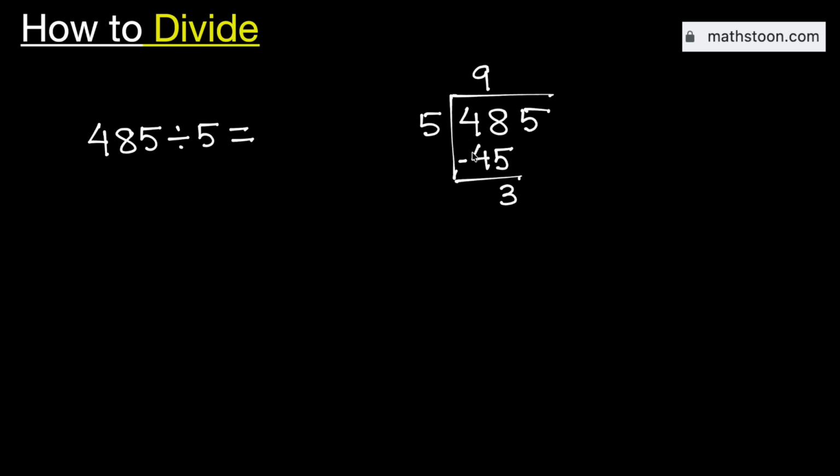Now 3 is less than 5. That is why we will bring down this number 5 here. And we know that 5 times 7 is 35. Subtract, we get 0. As we have no number to bring down here and got the number 0, so we will stop. Therefore, 485 divided by 5 is equal to 97. And this is our final answer.